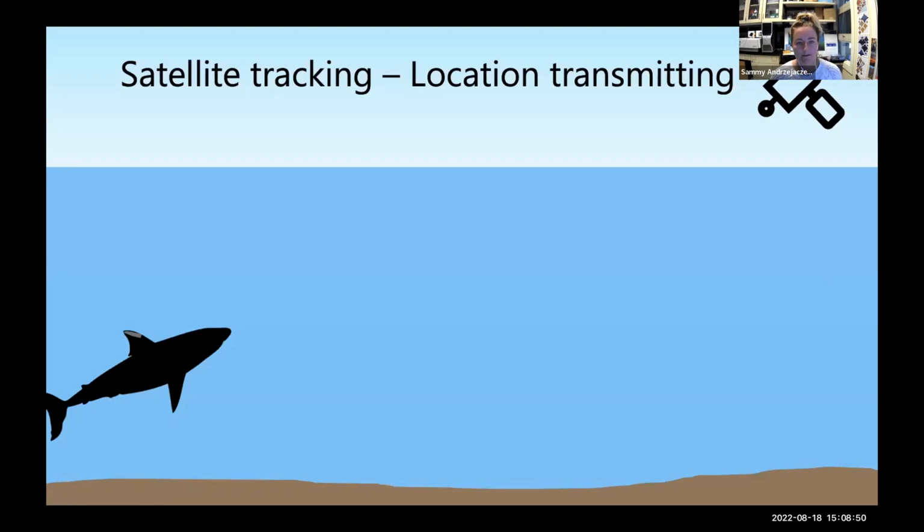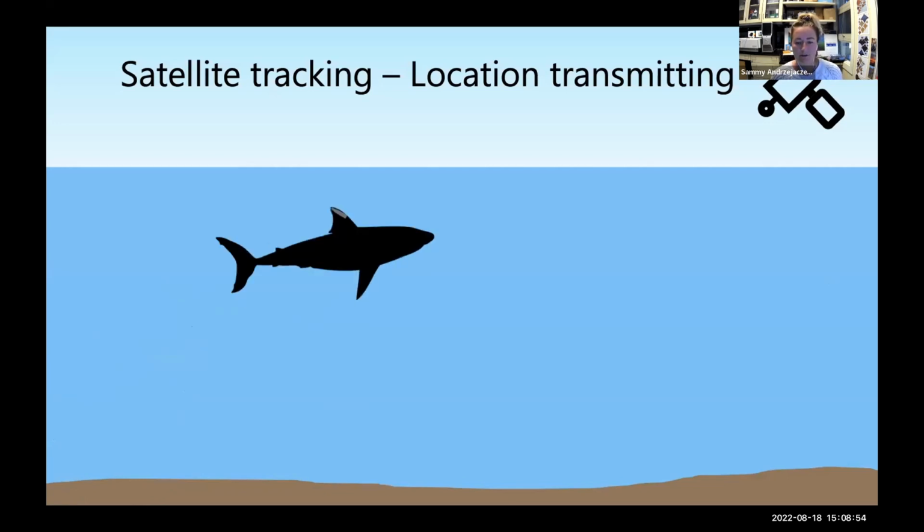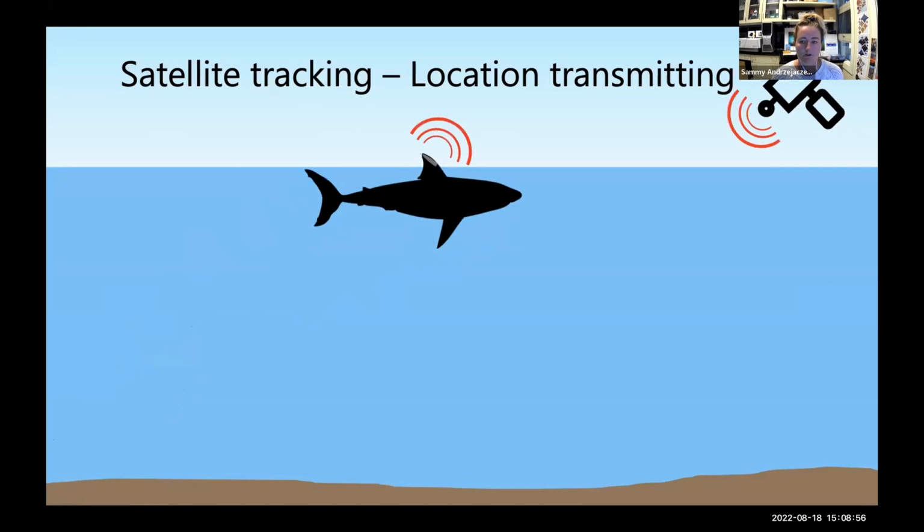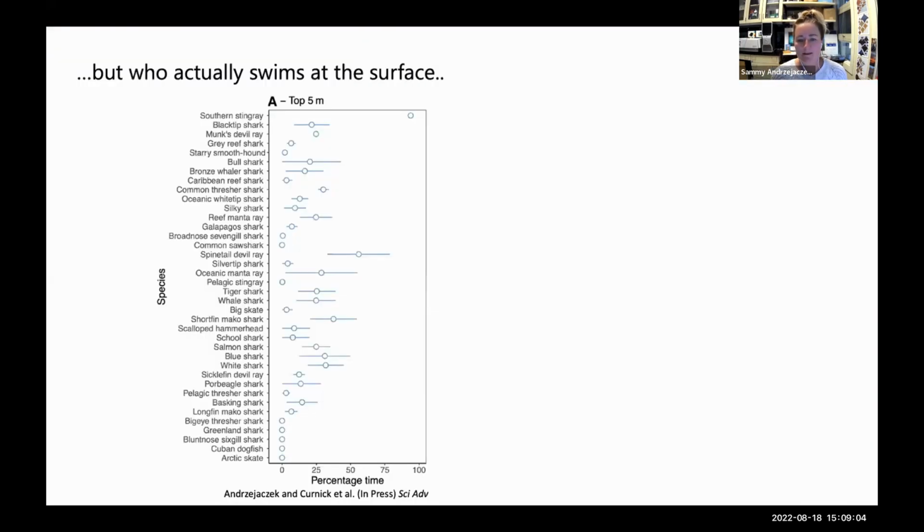So to deal with some of these issues, to look at broader ranging movements, we use satellite tracking, for which we have a few types. One of them is called location transmitting tags, or what we also call spot tags. How these work is when the tags are exposed to the air, they will detect the presence of that tagged individual.